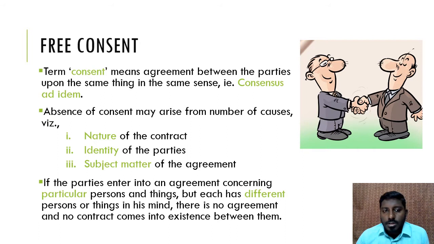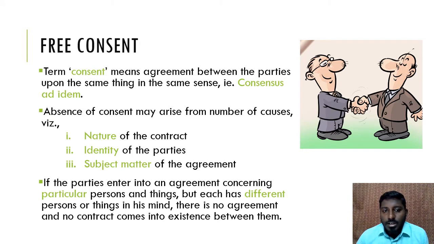Okay, in these three cases, which are nature of the contract, identity of the parties, and subject matter of the agreement, in these three cases there might arise differences of opinions or differences of consent. For example, if you take the nature of a contract, one person might think it is a void contract, another person might think it is a voidable contract. One might think it is an executory contract, another might think it is an executed contract. So there is a difference of ideas here.